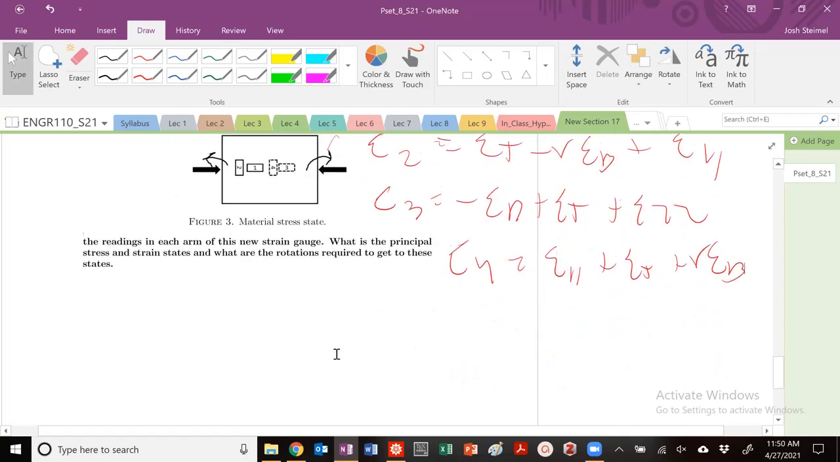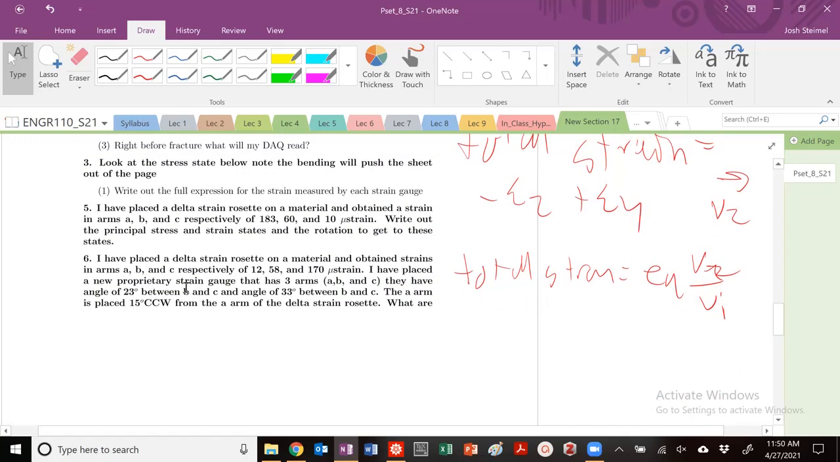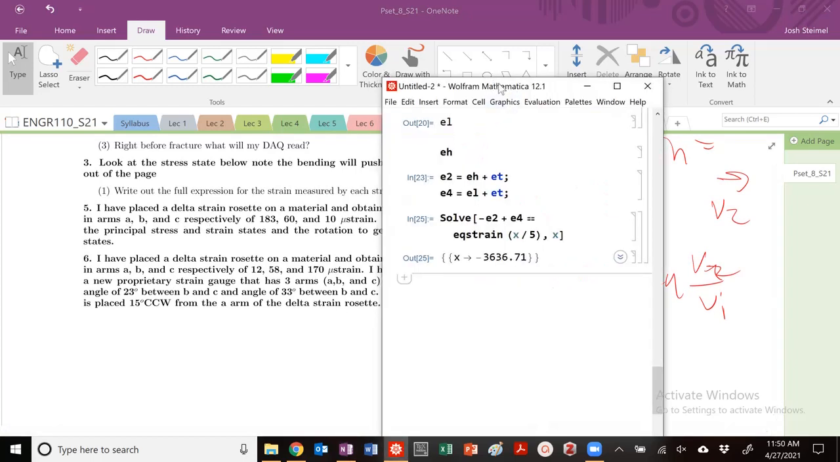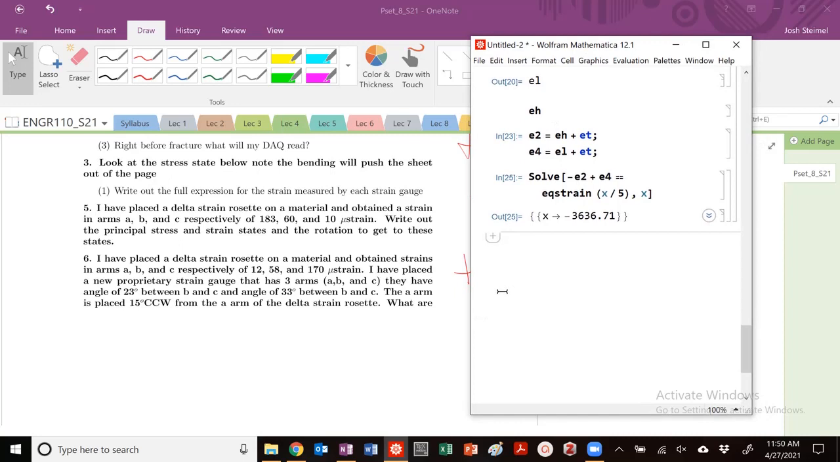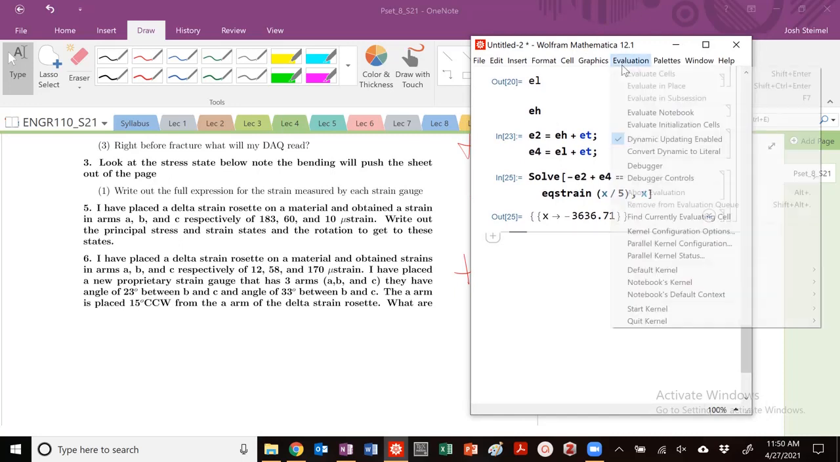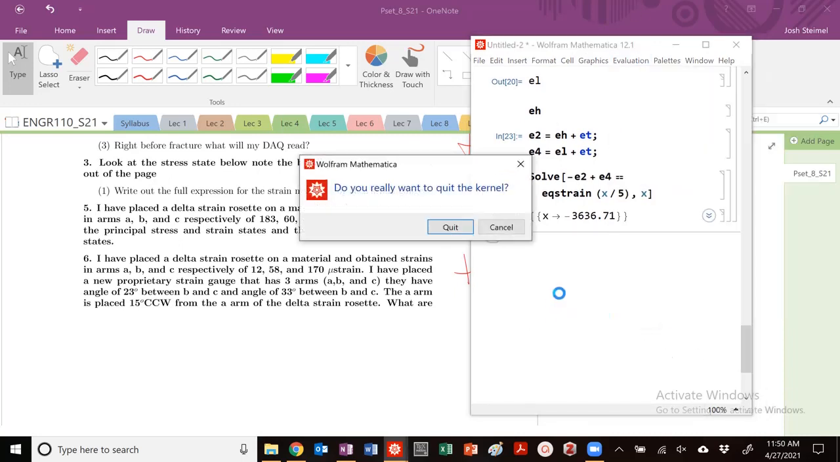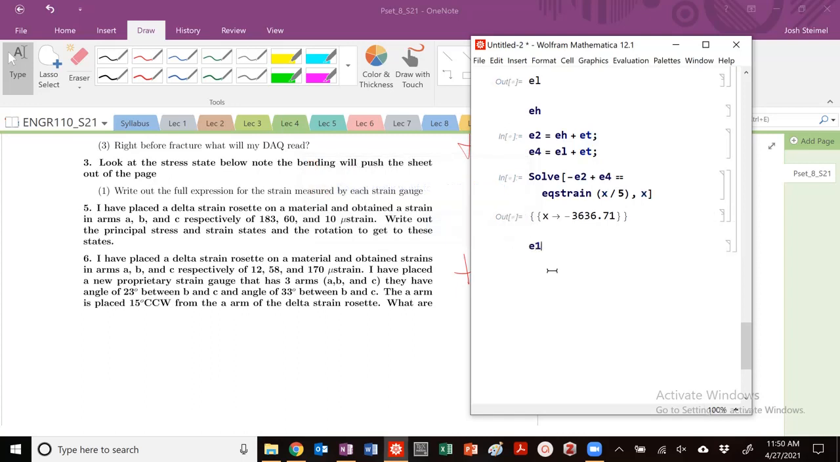There we go. Now, let's get to our final problem. So I have placed a delta strain rosette on this material, and I've obtained strain in the arms. So I have, let me close out everything here. So I have EA. EA is equal to 183 times 10 to the minus 6. EB is equal to 60 times 10 to the minus 6. And then my EC is equal to 10 times 10 to the minus 6.